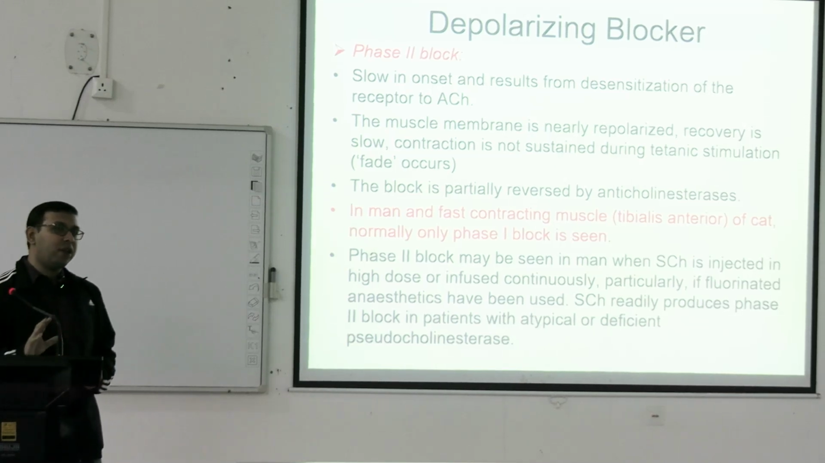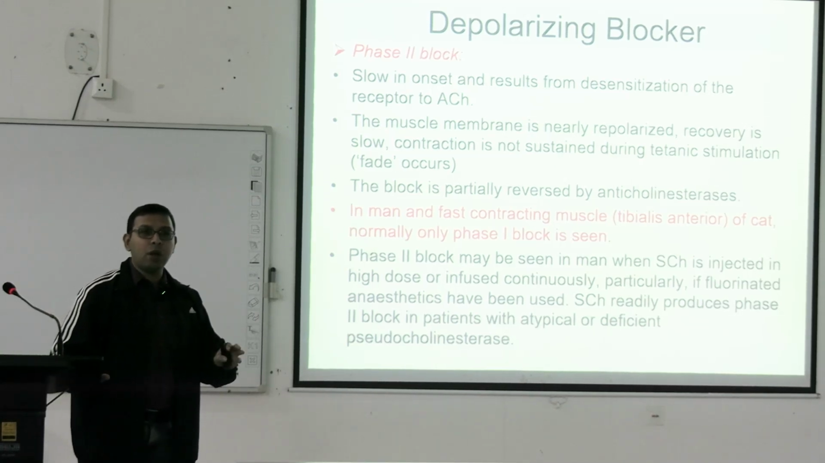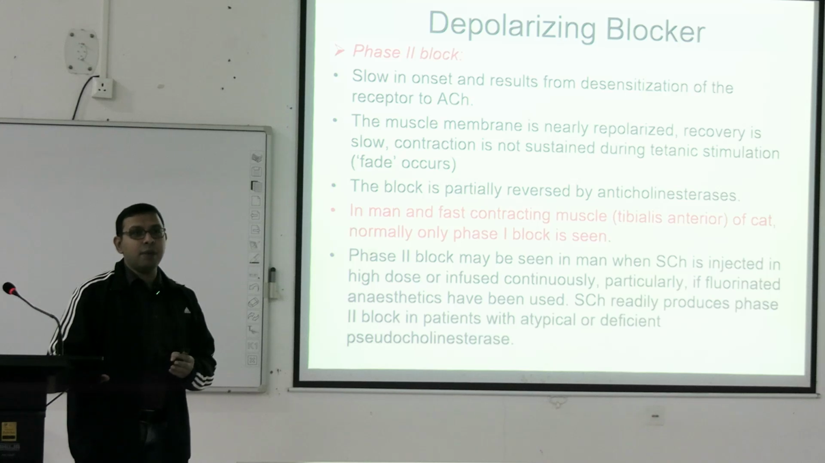And phase 2 block is dangerous because phase 1 block is common. So if we cannot predict this, and the succinylcholine level is very high, there may be phase 2 block and there may be potential for some problems.